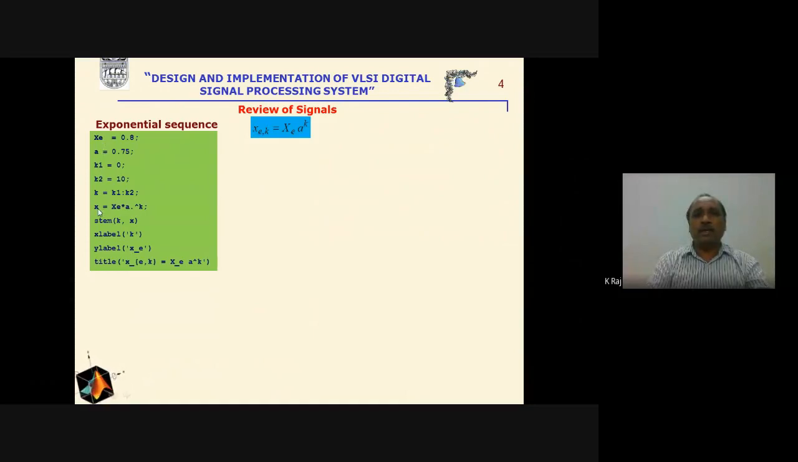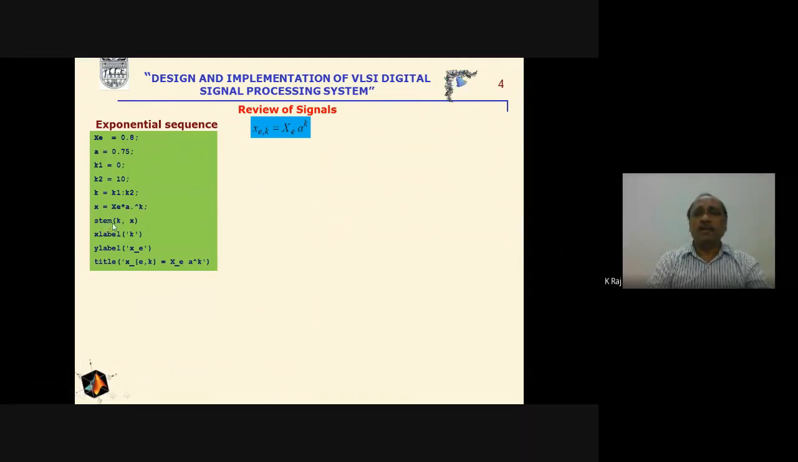Now the function x_e will be written as x_e = a to the power k, where a is multiplied by a to power k. In order to represent a to the power k, we have utilized the dot operator. This is named the element-wise operation here, due to the difference in the size of the row and column of a and k.